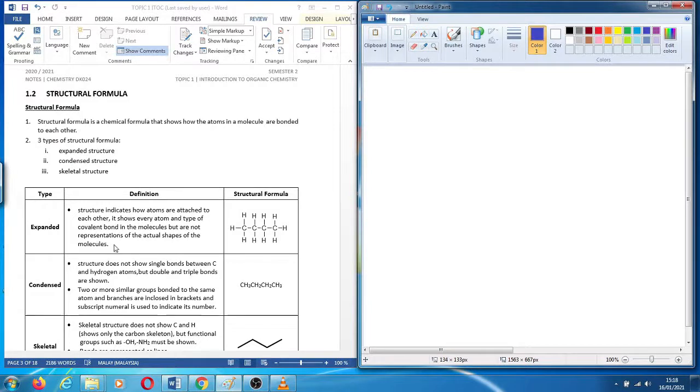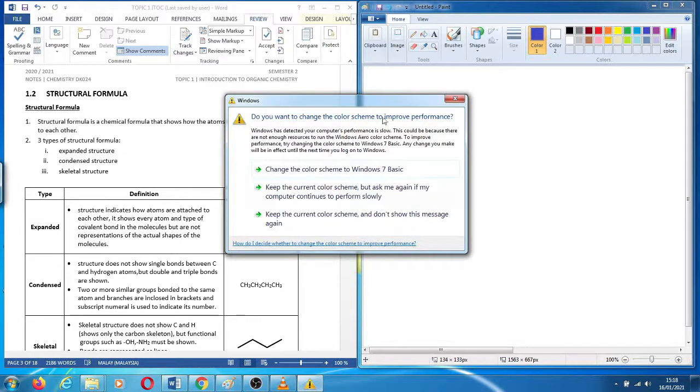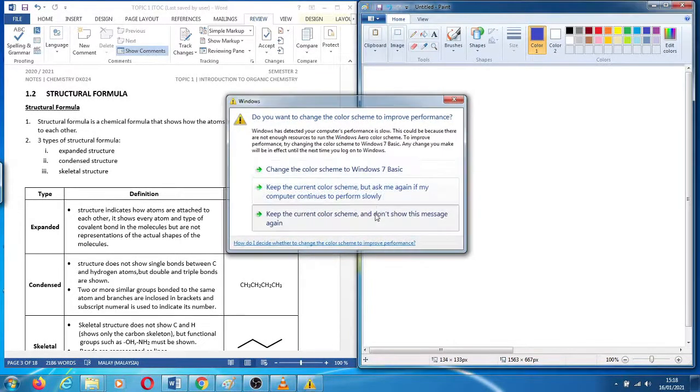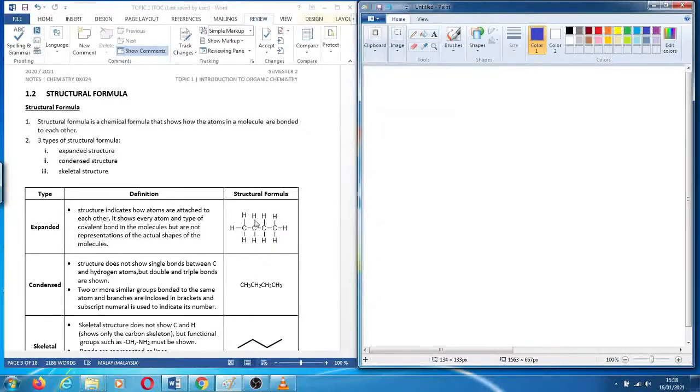If you read the definition here, it shows carbon bonded with hydrogen, carbon bonded with hydrogen, carbon bonded with hydrogen. You have to show all the bonds between each of the atoms. That is what is meant by expanded.